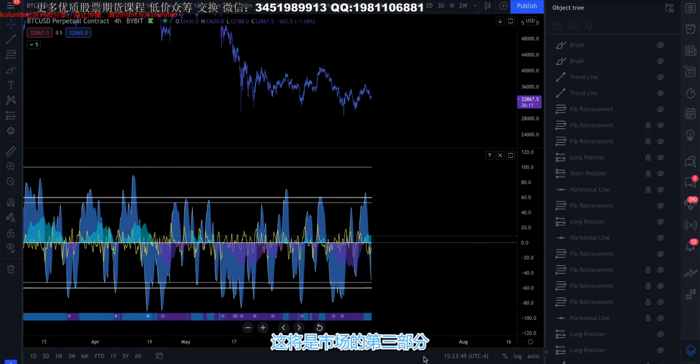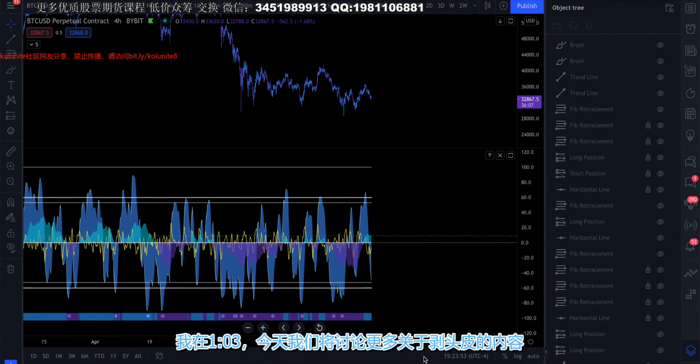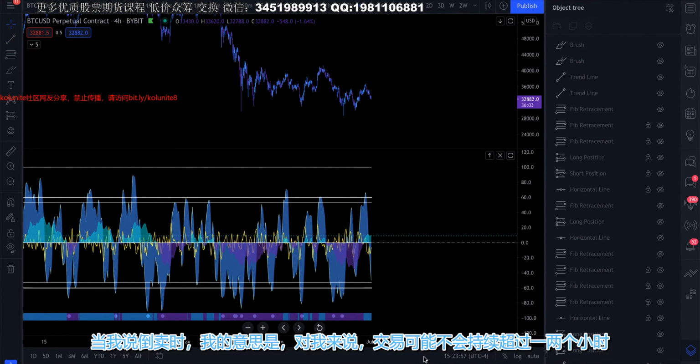All right, y'all, this is going to be part 3 of Market Cipher 103, and today we're going to be talking more about scalping with Market Cipher. And when I say scalping, I mean trades that may not last more than an hour or two.